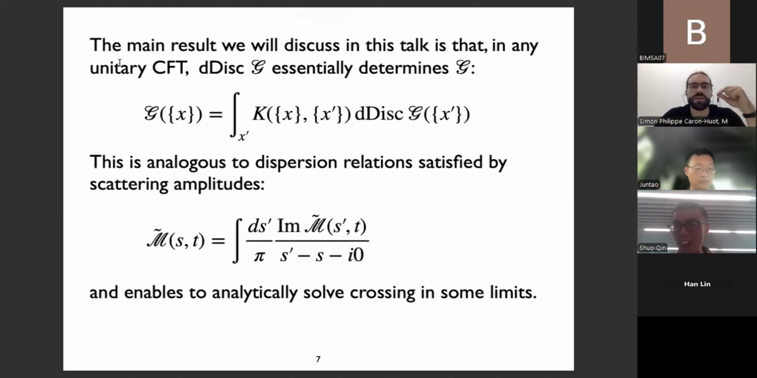The main result we'll discuss in this talk is that using only this measure of dissipation, we can reconstruct all correlations. This is analogous to a kind of Kramers-Kronig relation, which reconstructs an amplitude from its imaginary part. And we'll discuss how it enables us to analytically solve the crossing equation in some limits. I'll explain why we have this equation and why it's useful. But the main result is that if you know just the commutator, you can reconstruct the correlation function without the commutator.